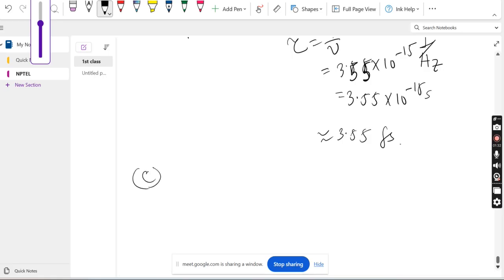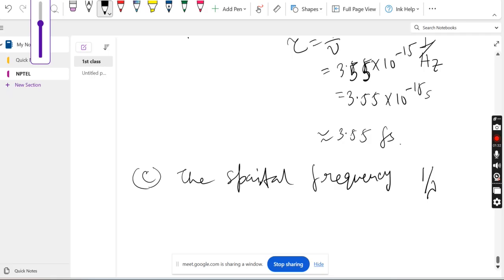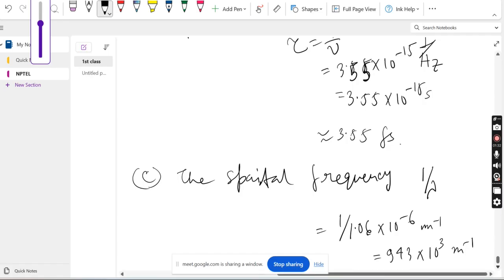And then the spatial frequency. Spatial frequency is given by 1 by lambda, which will be 1 by 1.06 into 10 to the power minus 6 meter, about 10 to the power 6 per meter. So that is how many waves per meter.